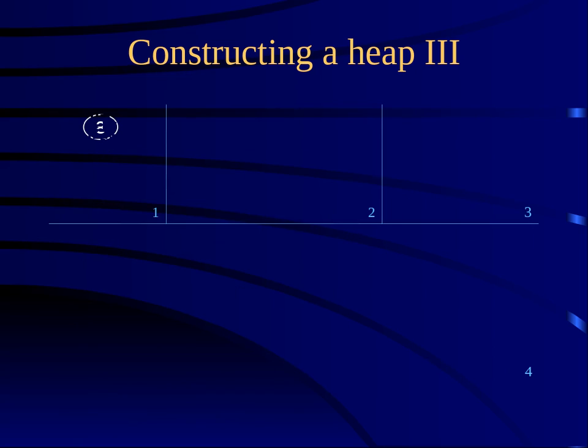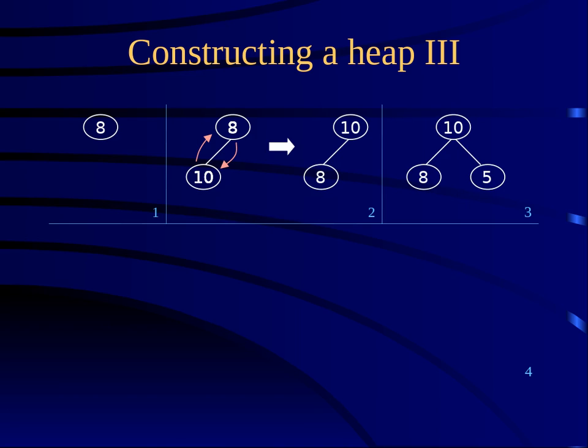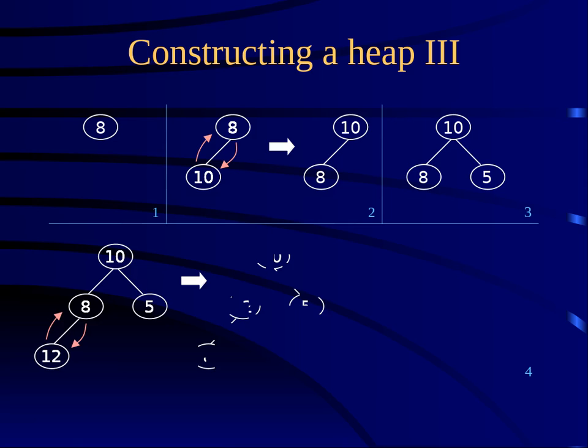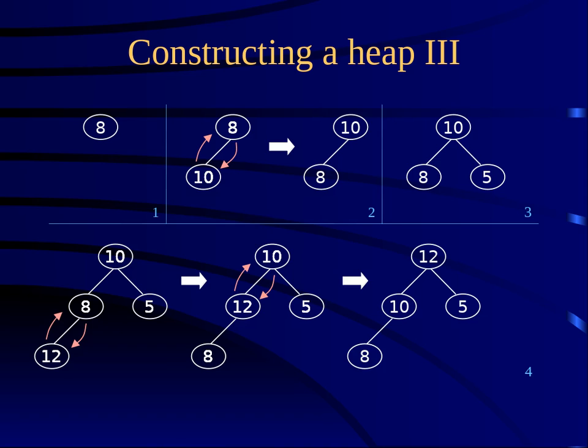Give me an example. Okay, good. We have 8, we add 10. We need to swap the 10, so then we get a 10 and an 8. We add a 5, do we need to do anything? Great. We add a 12, do we need to do anything? Yeah. So we first have to swap with the 8. Do we have to do anything again? Yep, so now we have to swap with the 10.